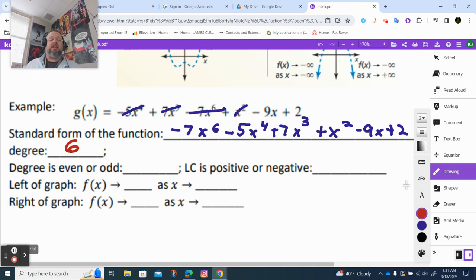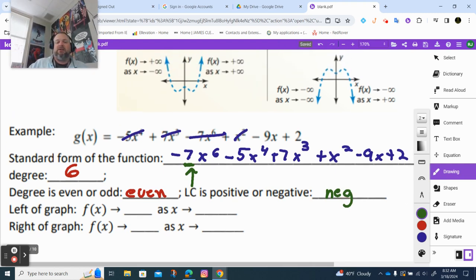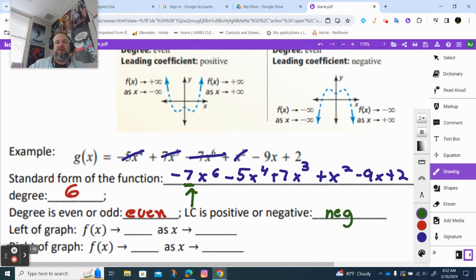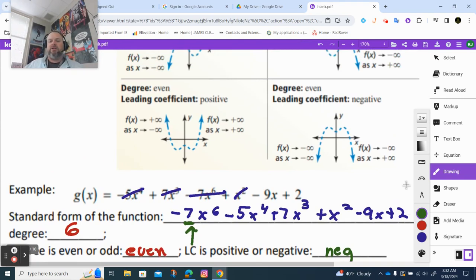Is this number even or odd? Even. Is this number, the LC, the leading coefficient, the big number that's with the one that told us the degree, positive or negative? Negative. So we have to look at our chart to find where the degree is even but the LC is negative. Degree even, LC negative, right here. Y'all see that? This is our LC. Can I get an acknowledgement?